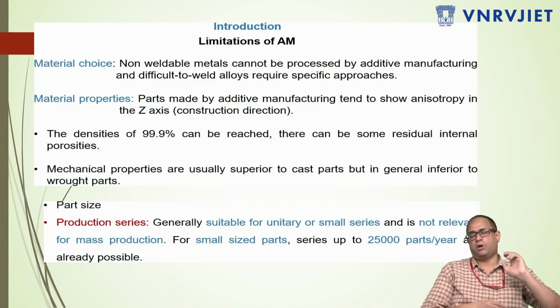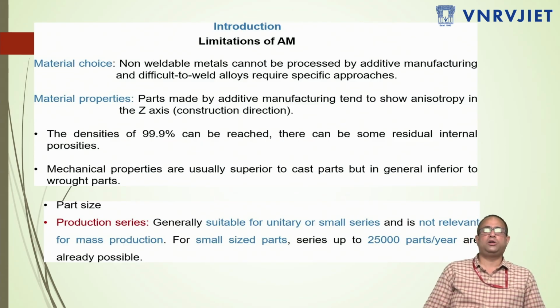So now non-weldable materials also, slowly they're going to do R&D on, and that is going to happen in additive manufacturing. And material properties: parts made by additive manufacturing are going to show anisotropy in the z-axis. So this is the most constrained thing when you take the case of additive manufacturing.